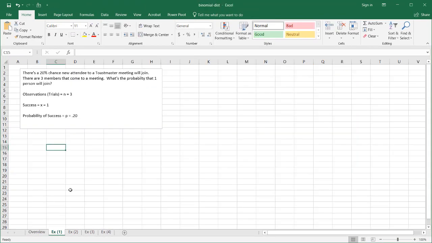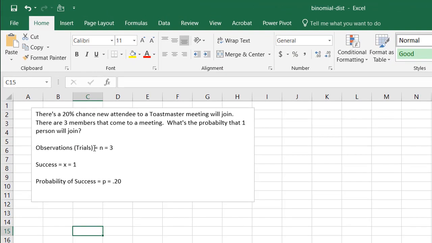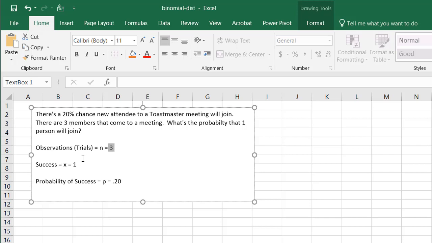So let's go to example 1. Now we have that question again, and we have our 3 arguments that we're going to put in there. So our observations and trials are 3, right? So we're having 3 observations, 3 guests. The success equals 1. That's our x. What's the probability that one person will join? And we're given this particular percentage. This is just kind of an arbitrary percentage just for this example. Let's say that it's 20%.